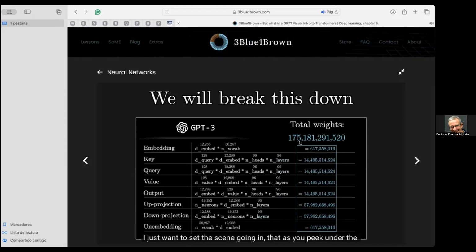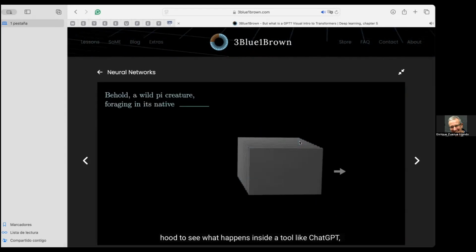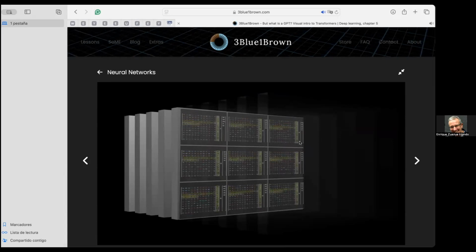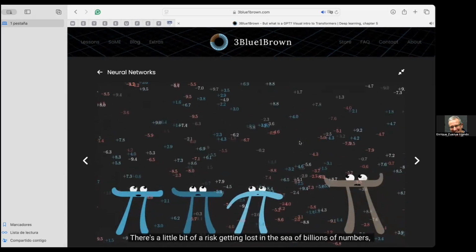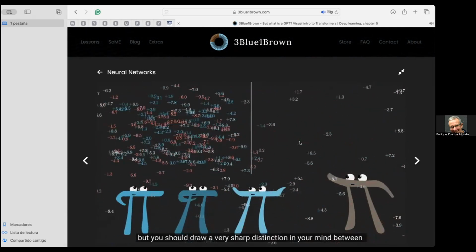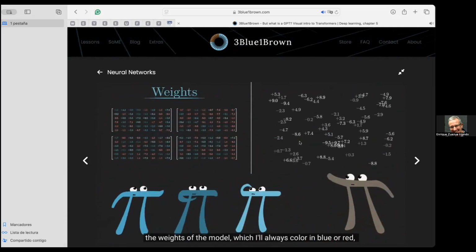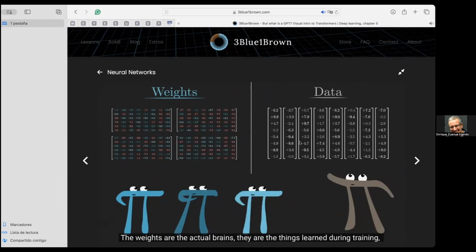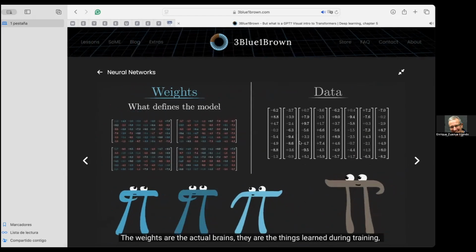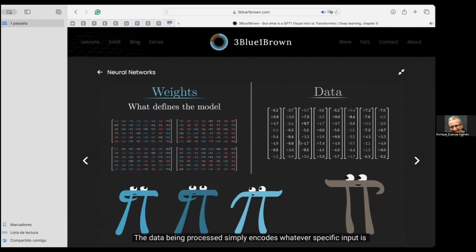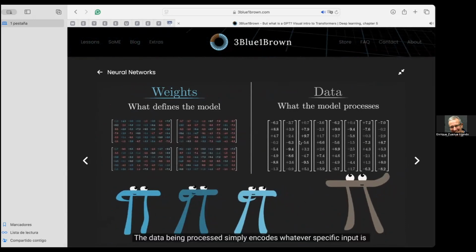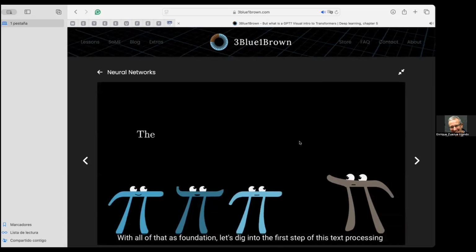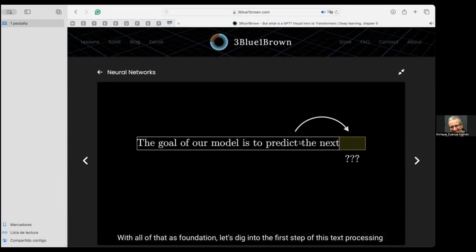I just want to set the scene going in, that as you peek under the hood to see what happens inside a tool like ChatGPT, almost all of the actual computation looks like matrix vector multiplication. There's a little bit of a risk getting lost in the sea of billions of numbers, but you should draw a very sharp distinction in your mind between the weights of the model, which I'll always color in blue or red, and the data being processed, which I'll always color in gray. The weights are the actual brains. They are the things learned during training, and they determine how it behaves. The data being processed simply encodes whatever specific input is fed into the model for a given run, like an example snippet of text.